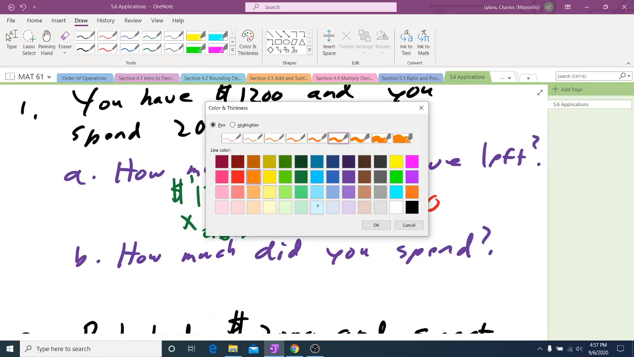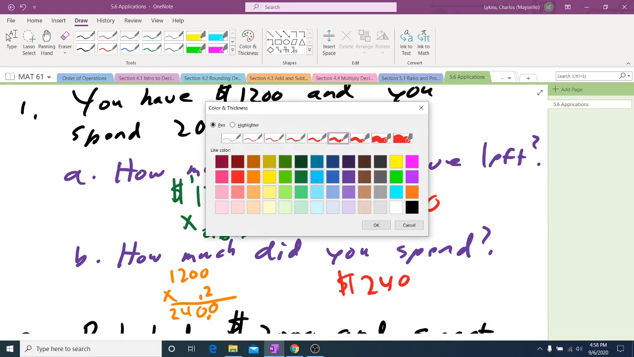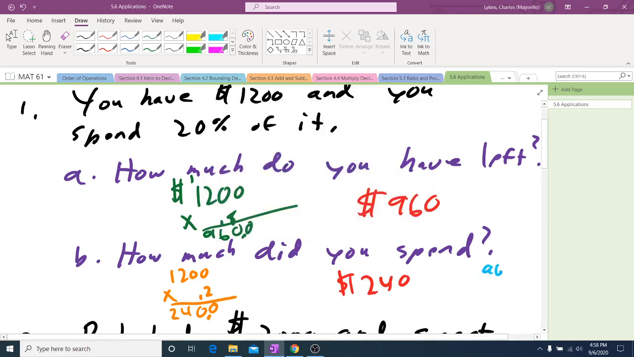Now, how much did you spend? Well, if you go back to the 1,200, we're spending 0.2 or 0.20. So 2 times 0 is 0, 2 times 0 is 0, 2 times 2 is 4, and 1 times 2 is 2. We got one decimal here, so the answer is 240. Now notice something. If you want to check your work, take 960, that's how much I have left, plus how much I spent, 240, and it does equal 1,200.